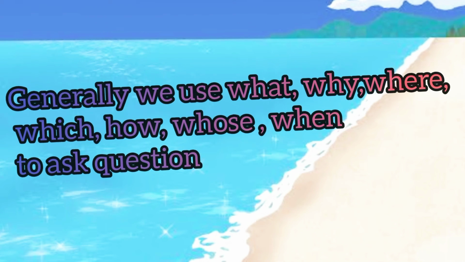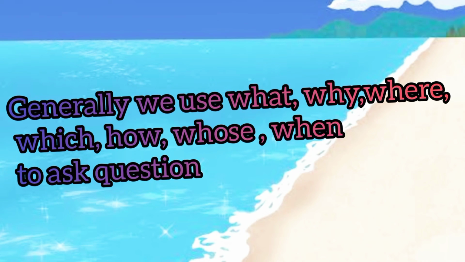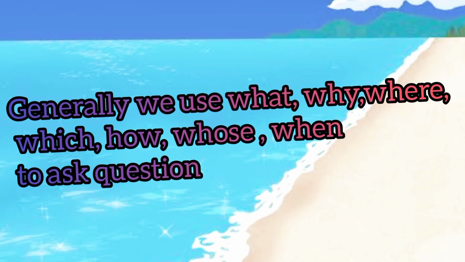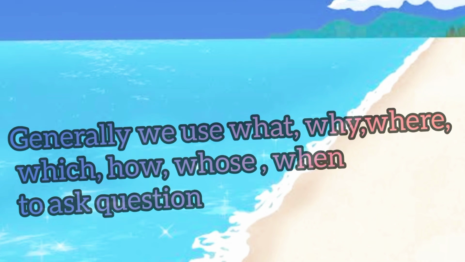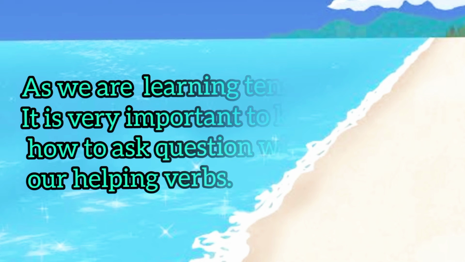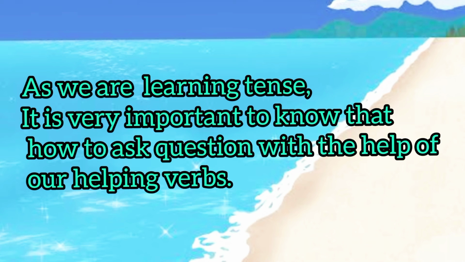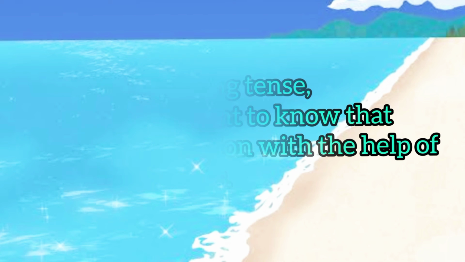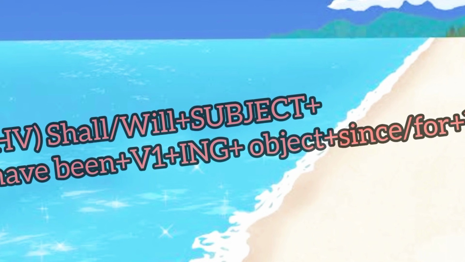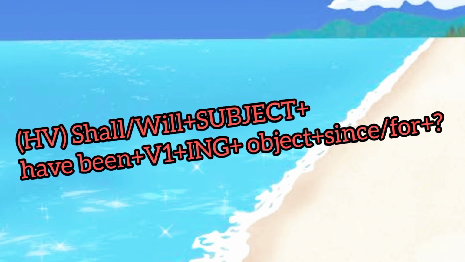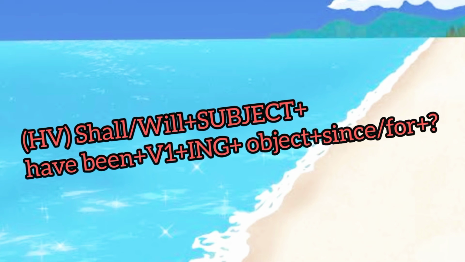Generally, you have seen that our questions start with what, where, why, whom, which, how. But here, because we are learning our tenses, it is very important to know how we can ask questions with the help of these helping verbs. So here is a formula for the formation of the sentence: will or shall plus subject plus have been, then present participle, then object, and then time, using since and for.